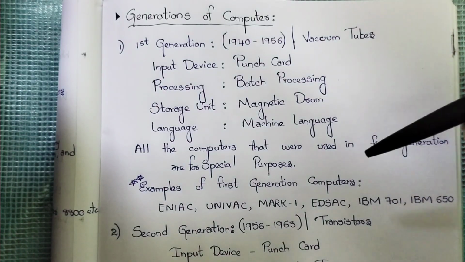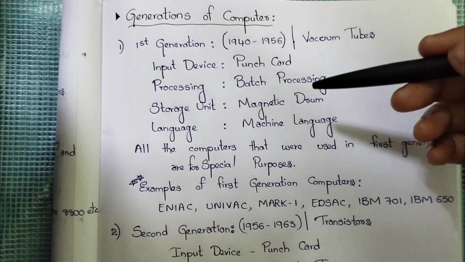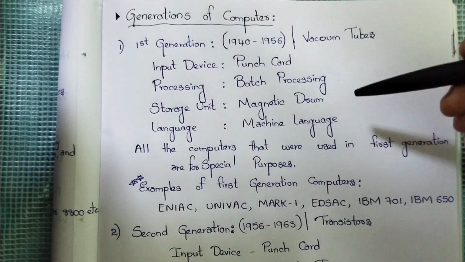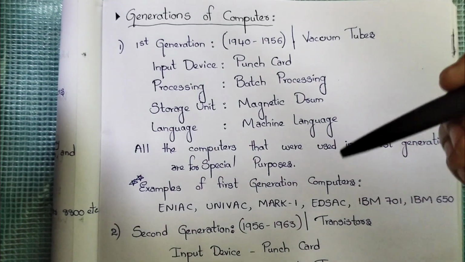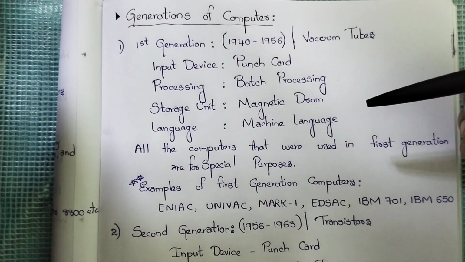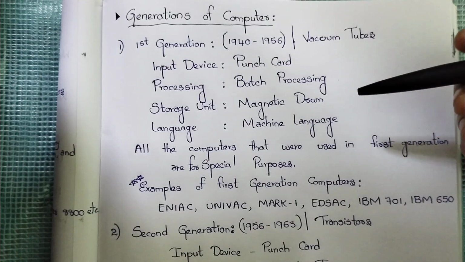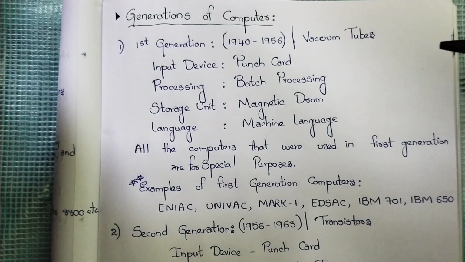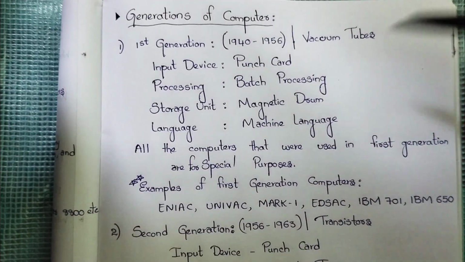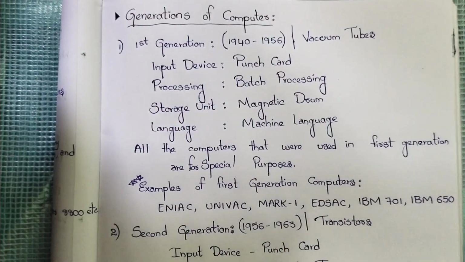There are several disadvantages of the first generation computer. One is that it occupied an entire room, it occupied lots of space, and it needed lots of electricity. Also, all the first generation computers used to generate excessive heat. So these are the disadvantages of first generation computers.